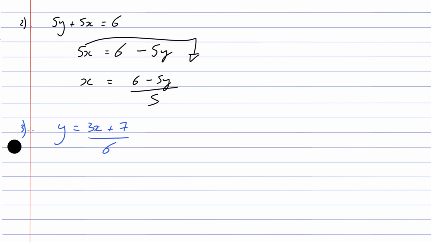Next we have y equals 3x plus 7 over 6. So the whole right hand side is divided by 6, so we may as well multiply both sides by 6. So the 6 does a slide and rise, and it becomes 6y equals 3x plus 7. So we need to get rid of this 7, move it to the other side. So we have 6y minus 7 equals 3x.